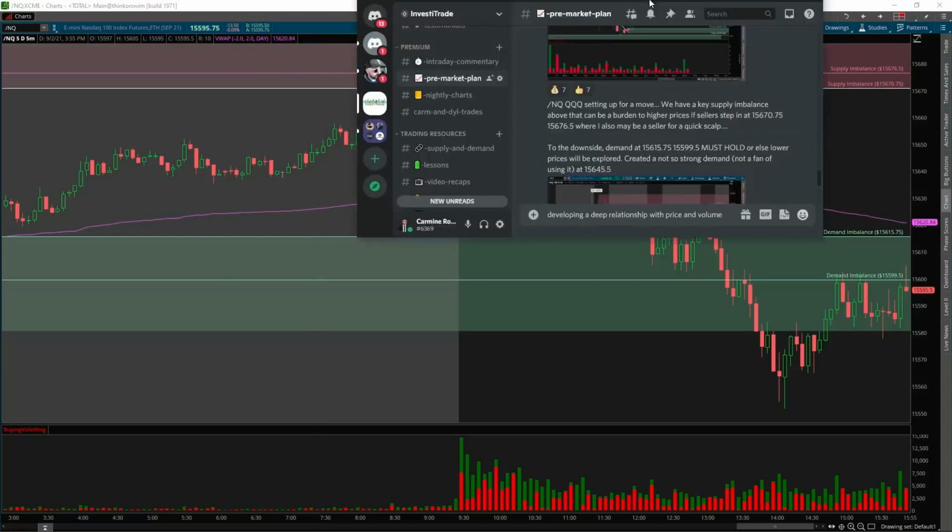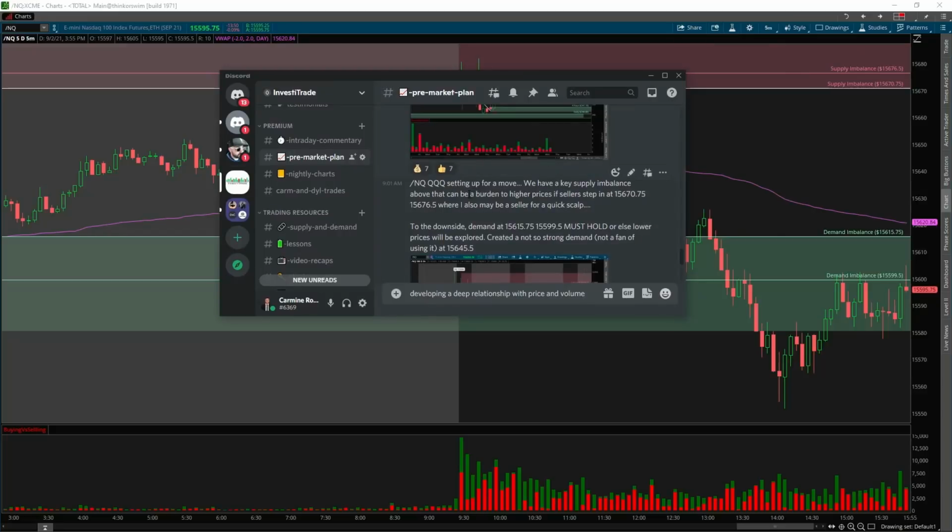So I first want to go over NQ. This was from the pre-market plan. I said we're setting up for a move. We have a key supply imbalance above that could be a burden to higher prices if sellers step in at 15670.75 and 15676.5, where I may be a seller for a quick scalp. We also had demand a little lower that I really wasn't a fan of if lower prices wanted to be explored.